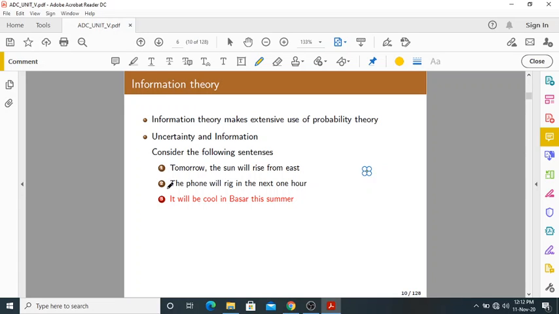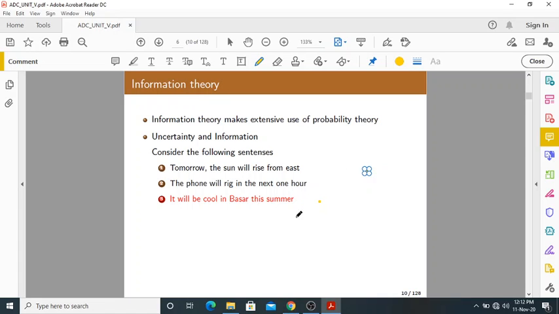The second sentence has some more probability; it is not 0. When it comes to the last sentence, usually it will be very, very hot in the summer in Basara. But if I say it will be cool in Basara this summer, it means the probability of this third sentence is very, very less. Now, if you compare these three sentences, how much information do they give?